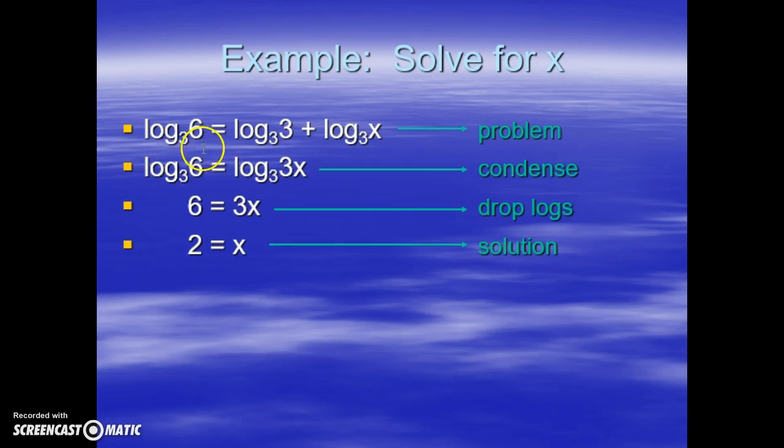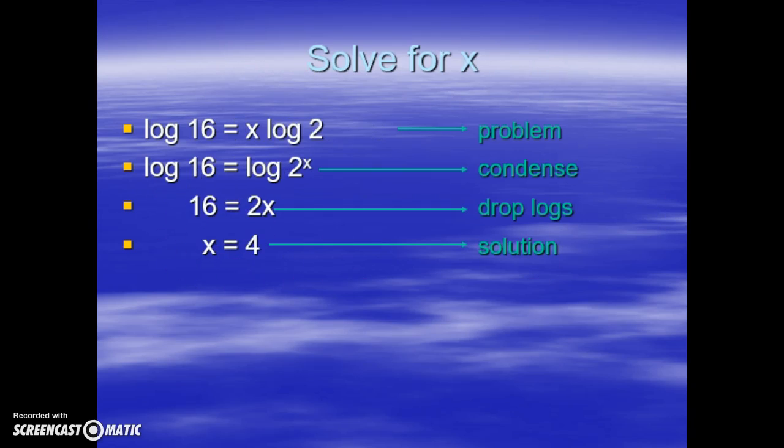Here we have log base 3 on both sides, so we can introduce a base of 3 for the exponent on both sides. In essence, what it looks like is we just get to drop the logarithms and set the expressions equal to each other and solve for our variable. So these are not terribly difficult to do.